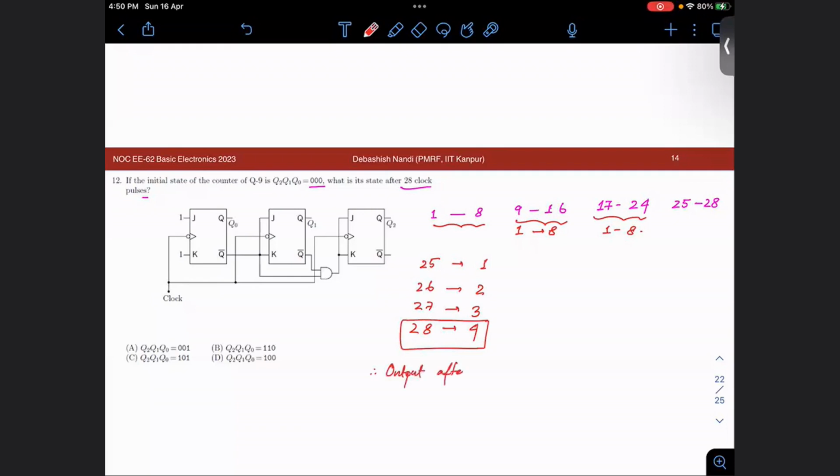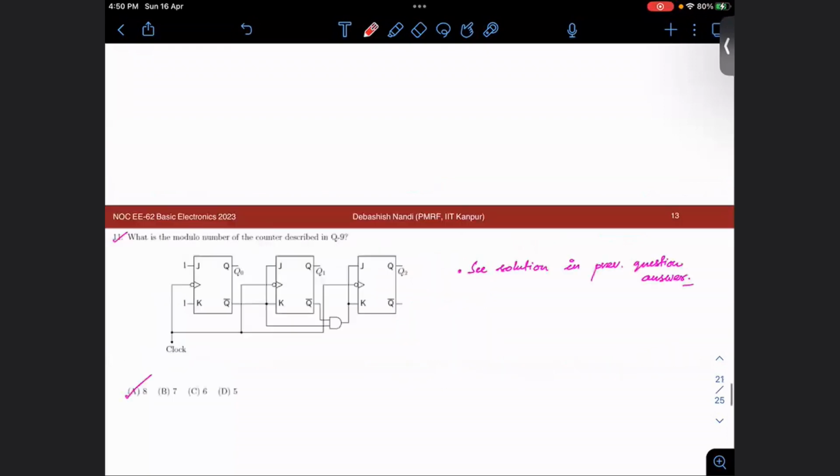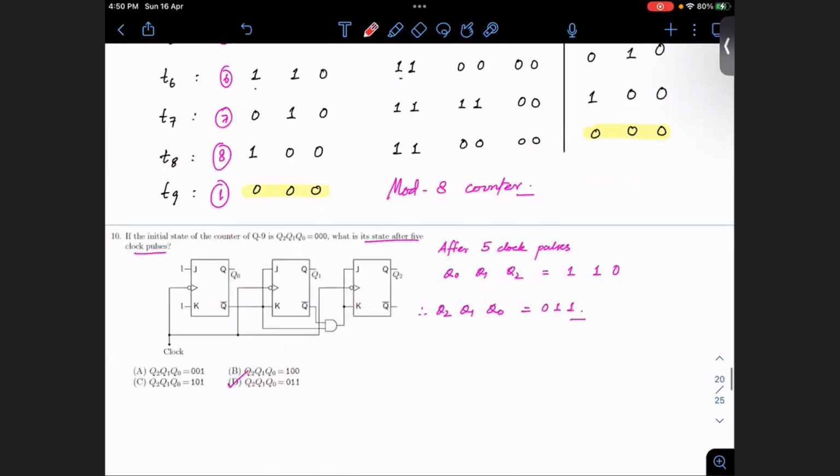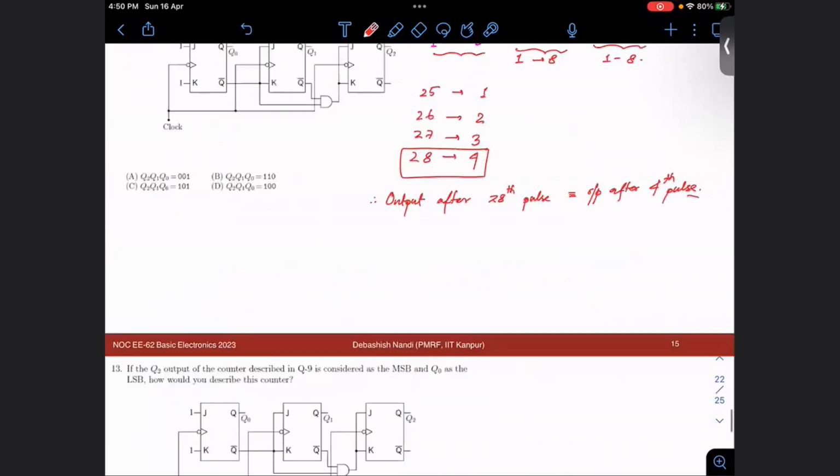The output after the 28th pulse is equivalent to the output after the 4th pulse, right? So what was my output after the 4th pulse? It was 0 0 1. So Q0, Q1, Q2 is 0, 0, 1. That means my Q2, Q1, Q0 would be 1, 0, 0. Fine. So D will be my right answer.